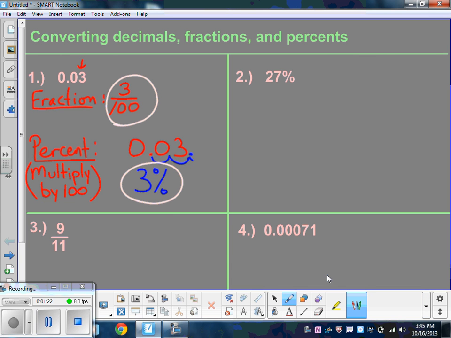Let's take a look at the second example. In this case, we're given a percent. To convert from the percent into a decimal, we actually have the reverse of what we just did. Instead of multiplying by 100, we're now going to divide by 100.